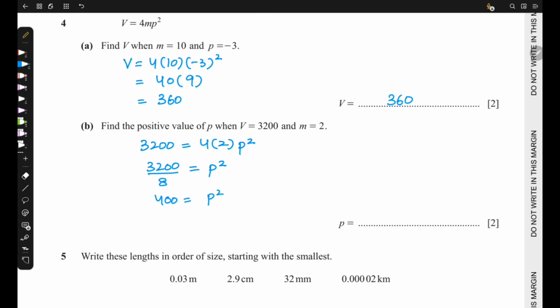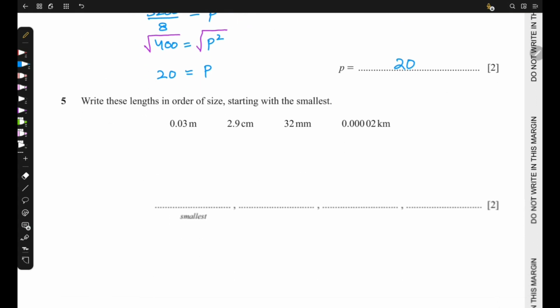To remove the square, we have to take the square root on both sides. At the end, we will get p equals only positive 20. The square root of 400 is plus or minus 20, but we will pick only the positive value. So your answer is 20.